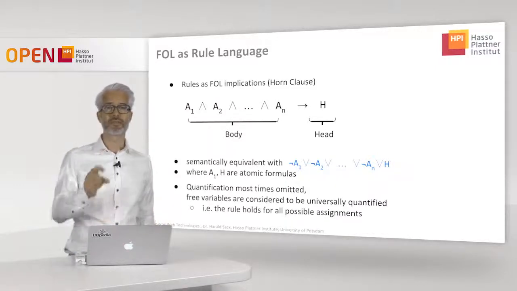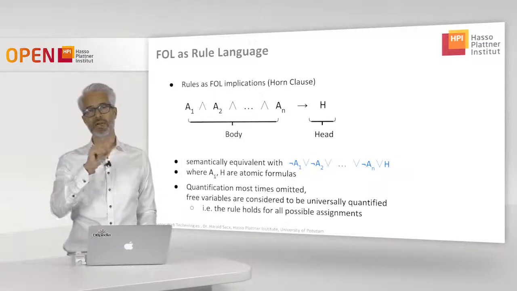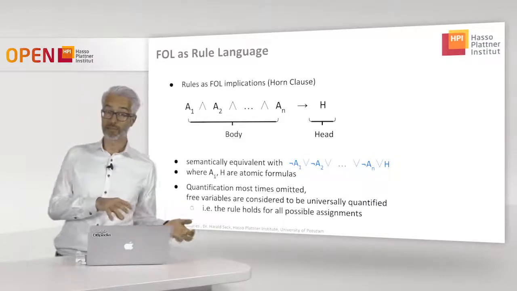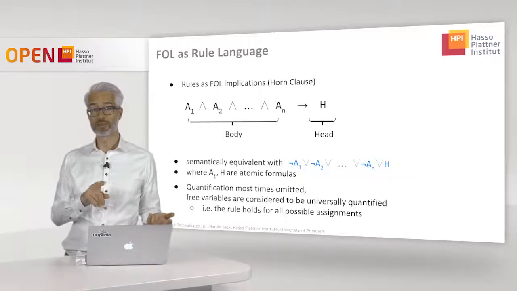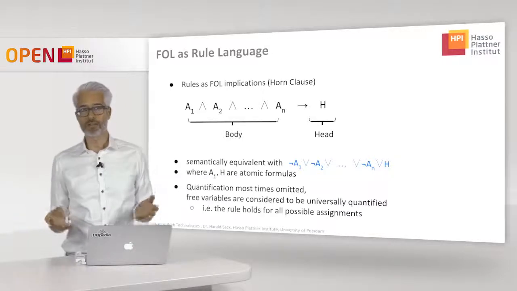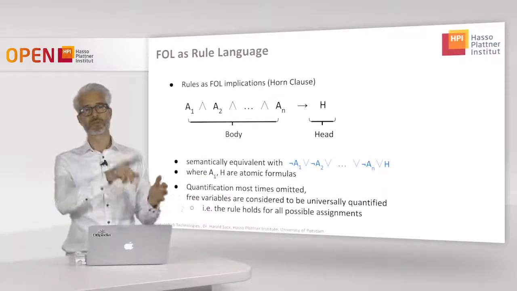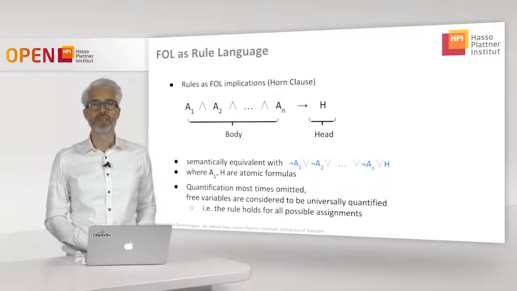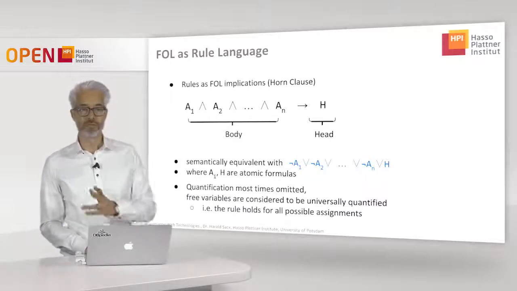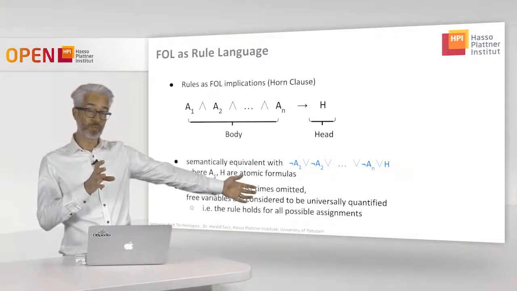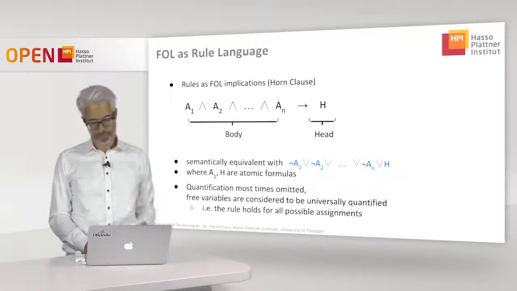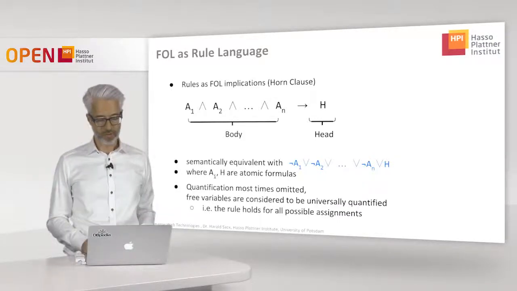If you do that, then a sub 1 and a sub 2 and so on, a sub n implies h, becomes not a sub 1 or not a sub 2 and so on, or not a sub n or h. And this is a clause, and you see everything from the body here is negated, and of course the connector is reversed. The implication is transformed into a disjunction, and therefore we end up in a clause where the first part is negated and the implication part is as it is. So this would be a semantically equivalent Horn clause.